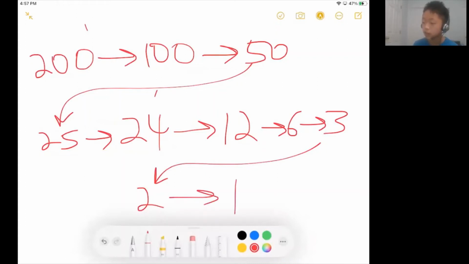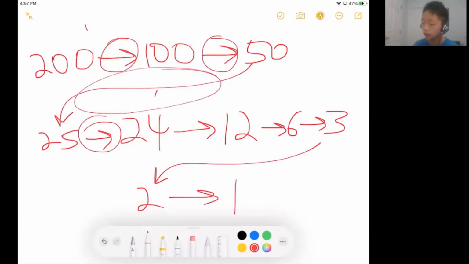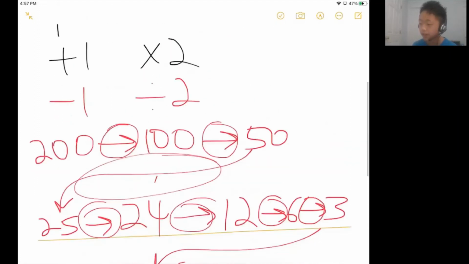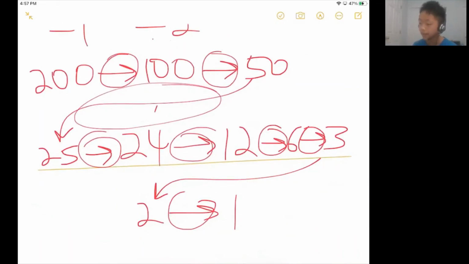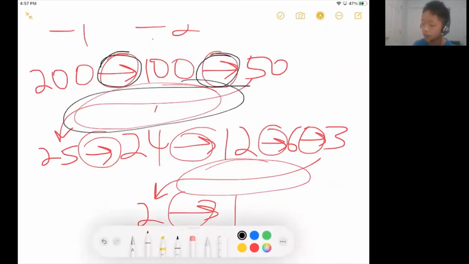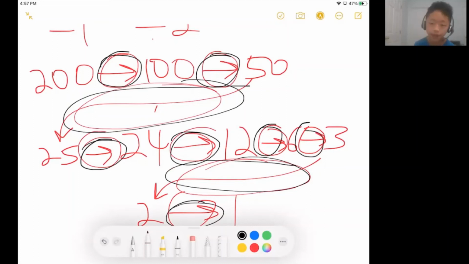So in total, this takes 1, 2, 3, 4, 5, 6, 7, 8. Or wait, what was the question asking? What was the fewest number of keystrokes you would need to reach 200, right? So 1, 2, 3, 4, 5, 6, 7. Oh yeah, 8, 9. Right, this one too. So in total, this would require, let me do it in a different color, 1, 2, 3, 4, 5, 6, 7, 8, 9. You're essentially counting how many arrows there are, because each arrow represents a transition.